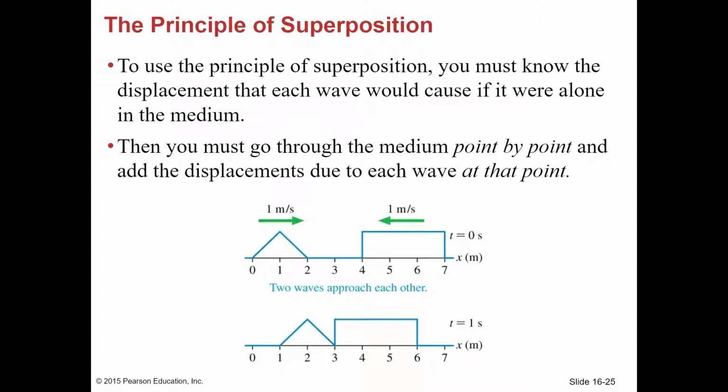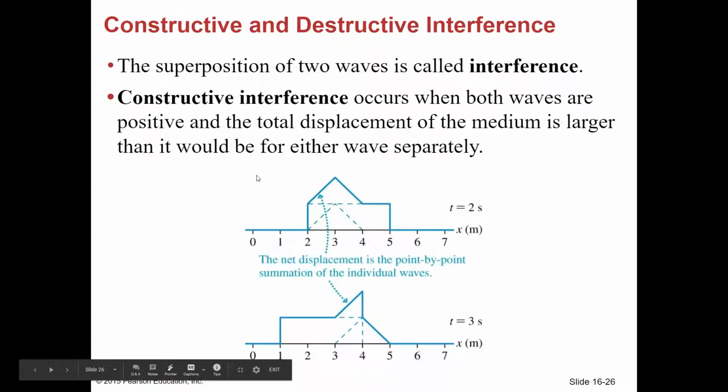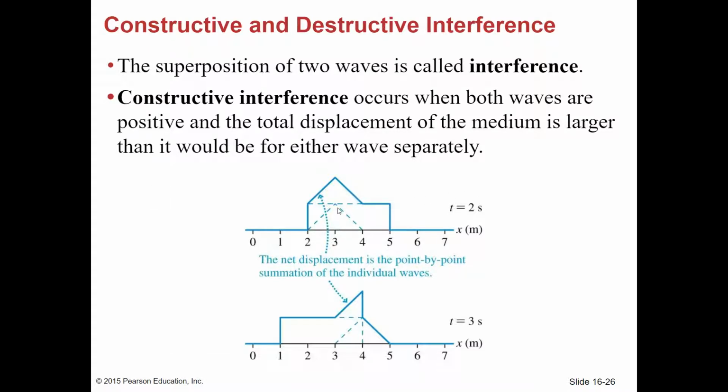The first picture, at t equals 0, these are snapshot graphs. At t equals 0, we have this little triangle and this square. Nothing's happening. 1 second later, they technically haven't even met. But notice that the displacement for this triangle wave is 0, but the displacement for the square wave is, let's just say, a positive 1, right? Once you go to t equals 2 seconds, they are now on top of each other, right? And you can see this crazy house-like structure.